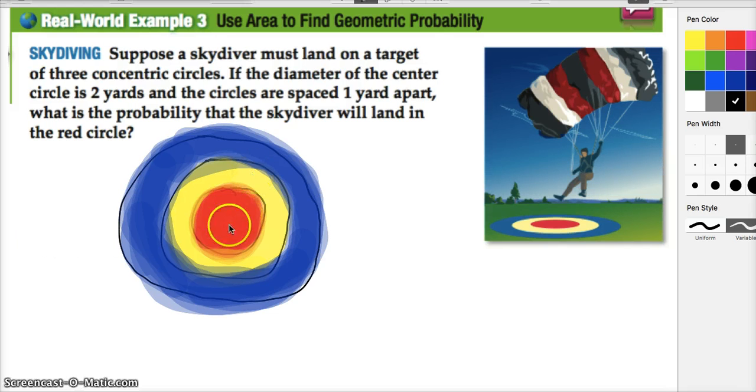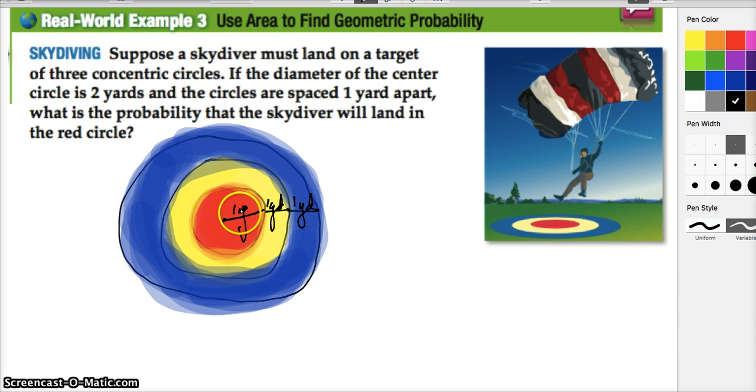So if I want to get a visual on what's going on, I need to first draw a diagram myself to represent what's happening. It says the diameter of the center circle is 2 yards. If the diameter is 2 yards, then the radius is 1. But then as we go out further, each of these would be 1 yard. And yes, I know I didn't draw a very good picture, but this is our situation.